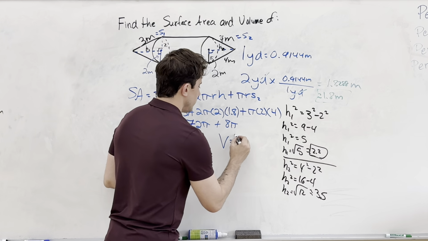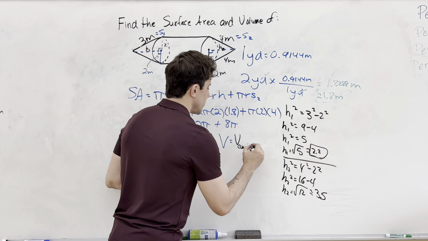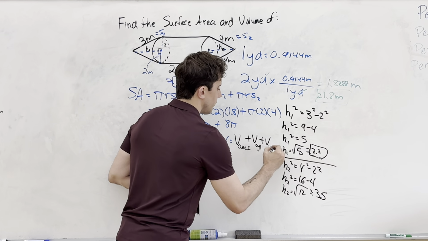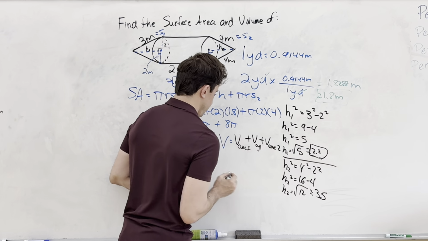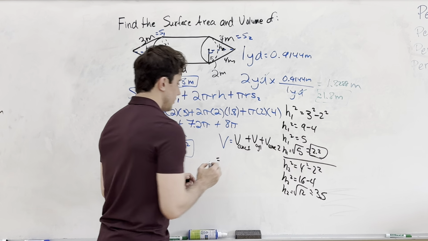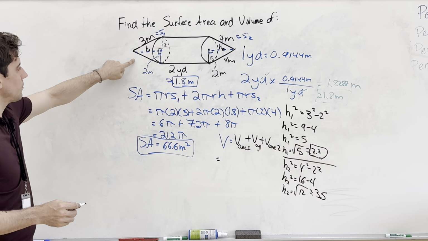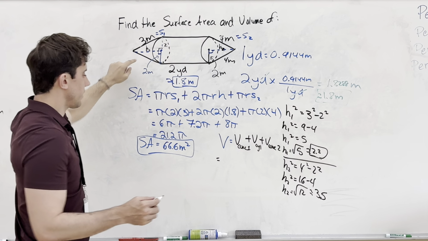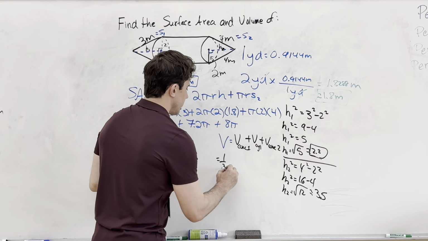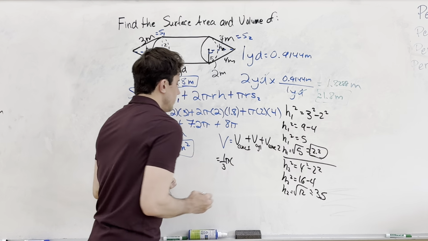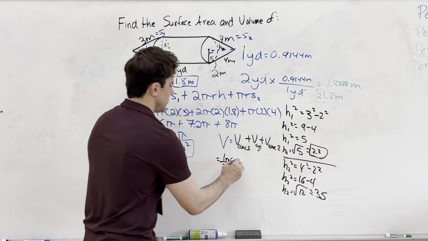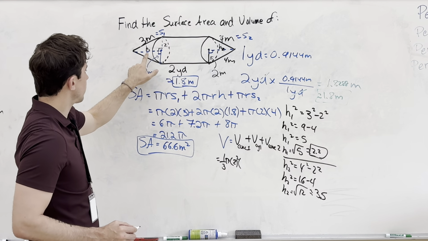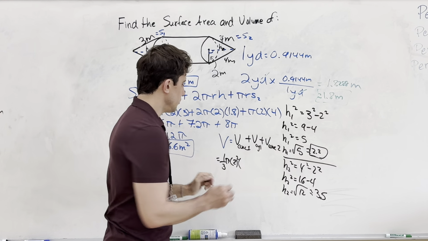So we'll have the volume of cone 1 plus the volume of the cylinder plus the volume of cone 2. Make sure I have enough space here. The volume of cone 1 is 1/3 pi r squared h. So that'll be 1/3 pi times r is 2, and h is, for the first cone, H1, 2.2.